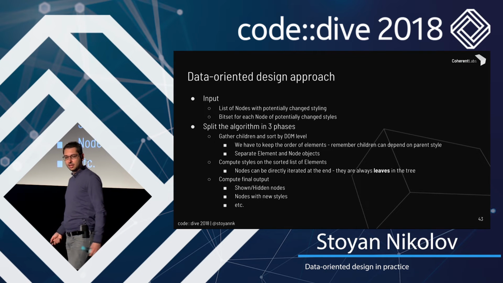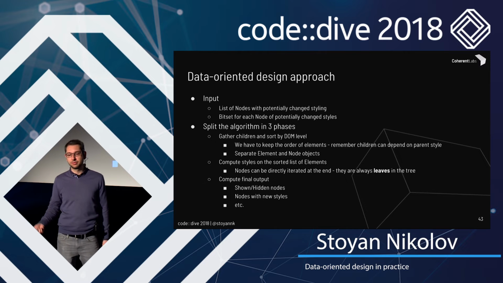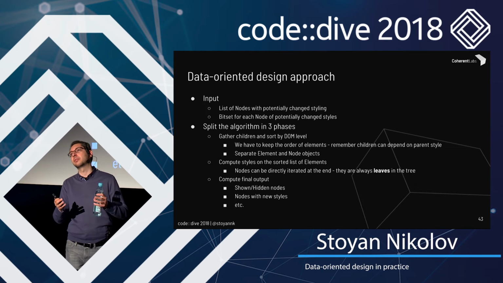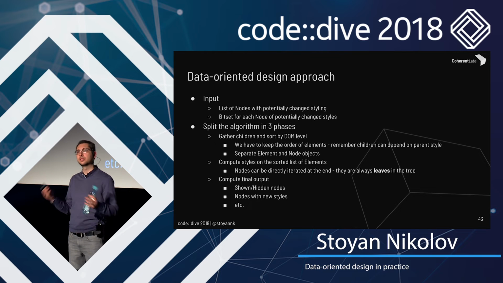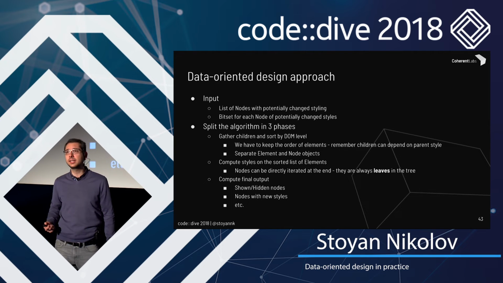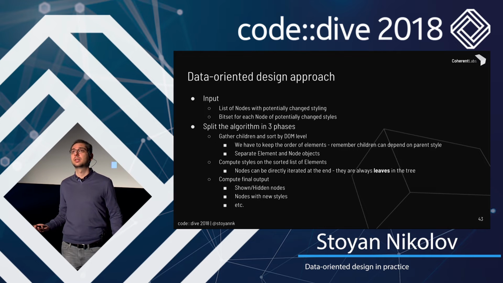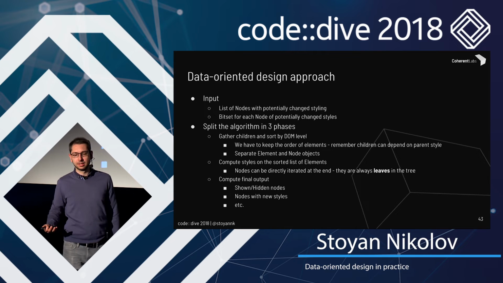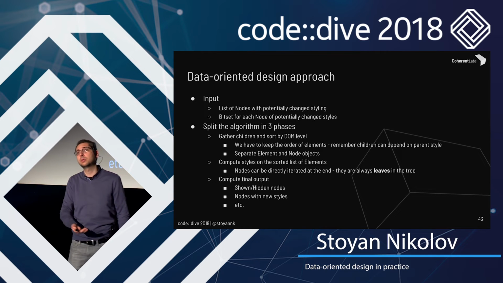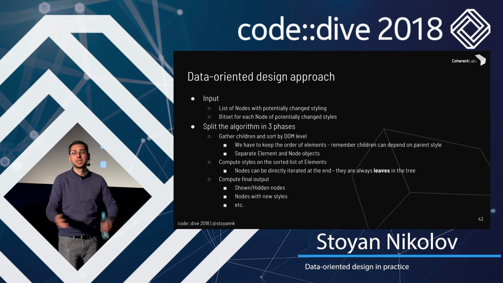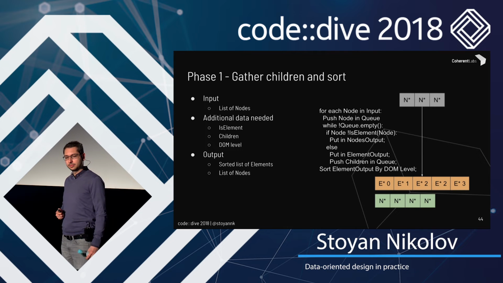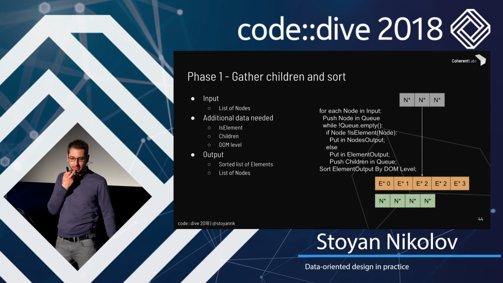In the second phase, we can compute the styles of those sorted elements. This is the gist of the algorithm, how it works, how it will decide what to apply. It's not that important for us. And finally, we have to compute some final output. Obviously, one part of the output is the new values of the properties of our elements, but we also want some metadata. We want to know which nodes have been shown, which ones have been hidden, so that we can stop rendering them or something else. And let's see how those phases could be implemented efficiently.